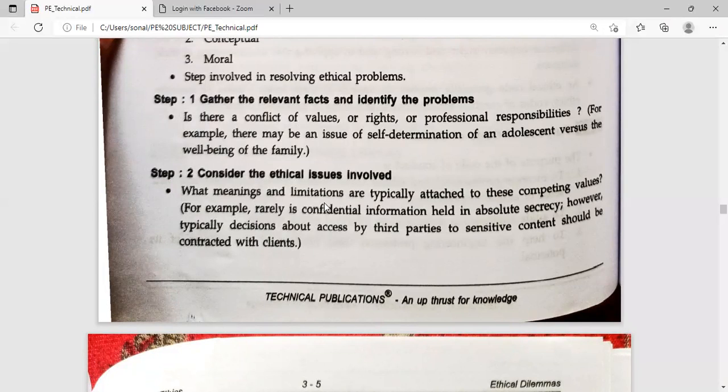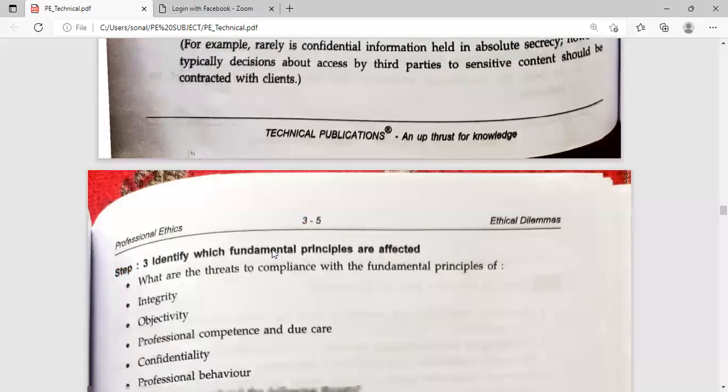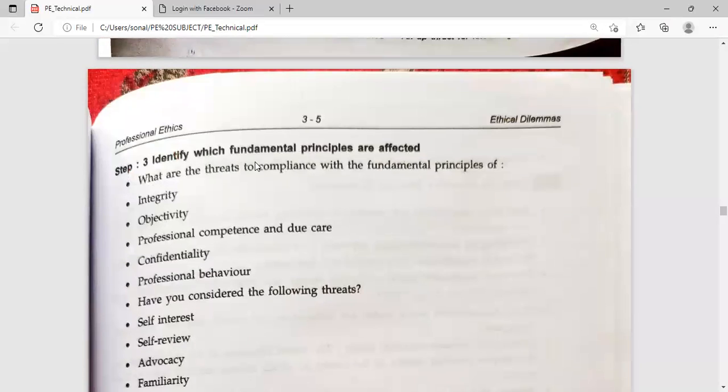That is, what meanings and limitations are typically attached to these competing values. For example, rarely is confidential information held in absolute secrecy. However, typically decisions about access by third parties to sensitive content should be contacted with clients. Third step is identify which fundamental principles are affected.